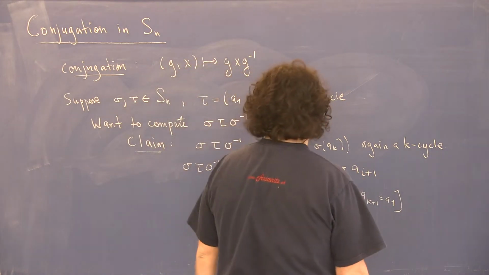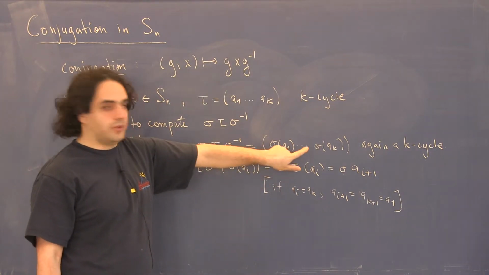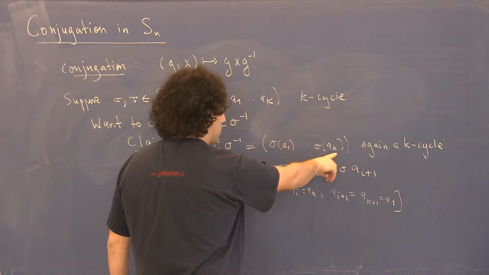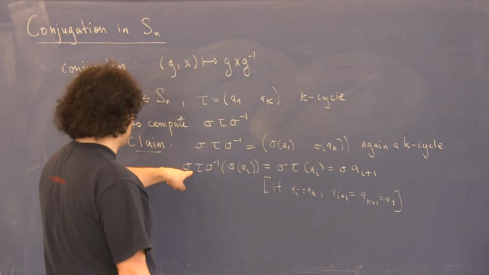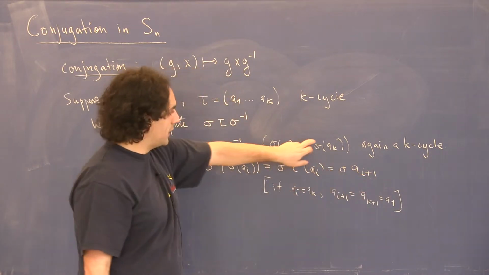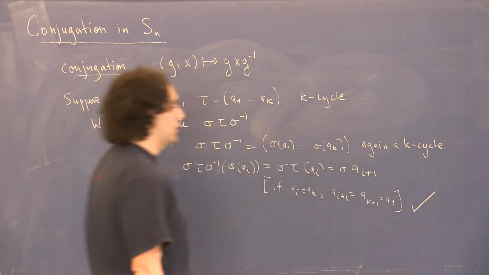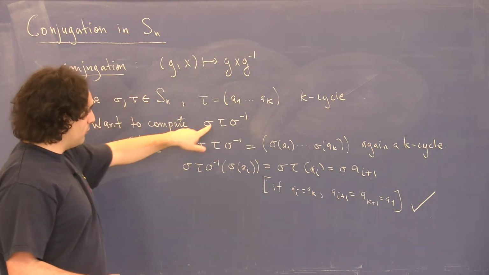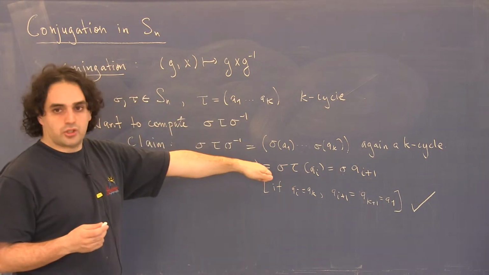Okay, so we end up with sigma of ai plus 1, but now look at this new k-cycle with the sigmas. What is it saying? It is exactly the permutation that maps sigma of ai to sigma of ai plus 1. That is, sigma of a1 goes to sigma of a2 and so on. So this sigma tau sigma inverse takes sigma of ai to sigma of ai plus 1. That's exactly what this k-cycle is doing, so the claim is correct. Okay? So what have we learned? We have learned that if we conjugate a k-cycle by any permutation, we get again a k-cycle, which is just obtained by applying that permutation inside the k-cycle.